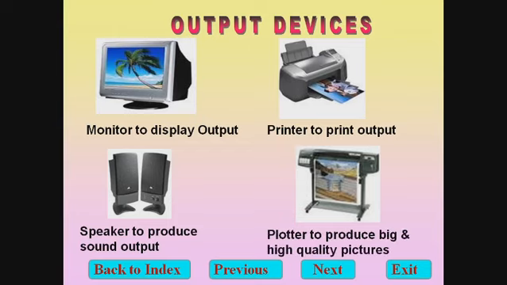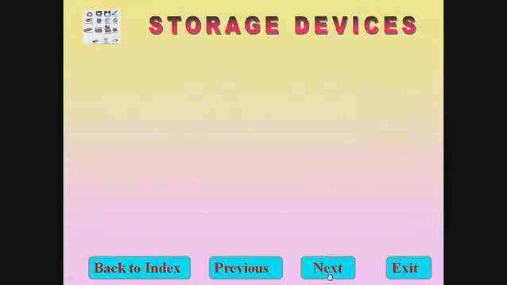So these are some output devices, and on the basis of different types of outputs we have more output devices. Like if we want to display our output on a wall or on a big screen, then we can use a projector also. Okay, now next, storage devices.